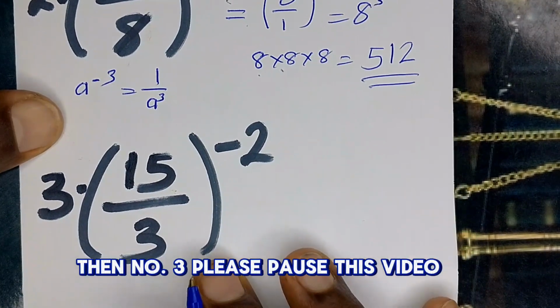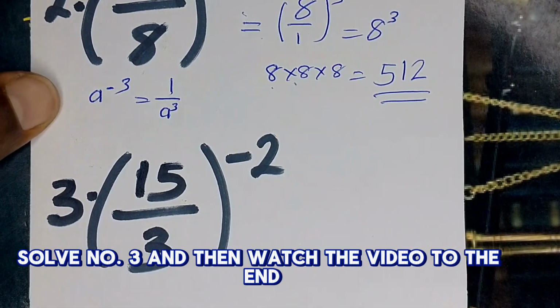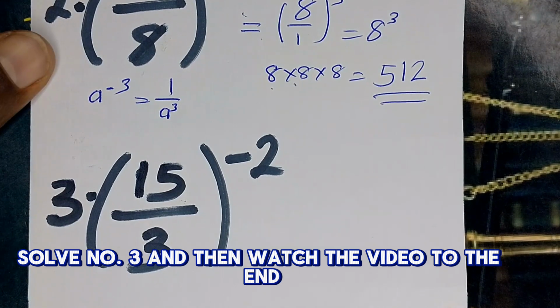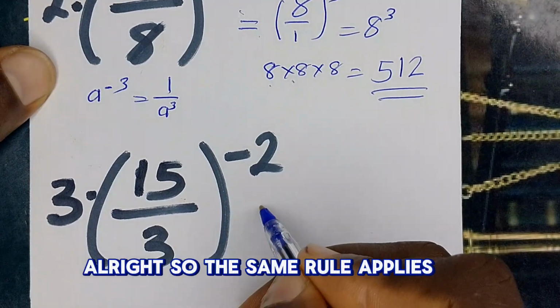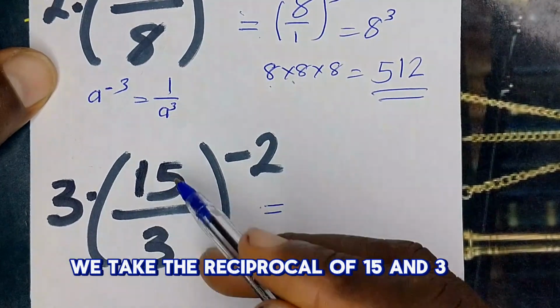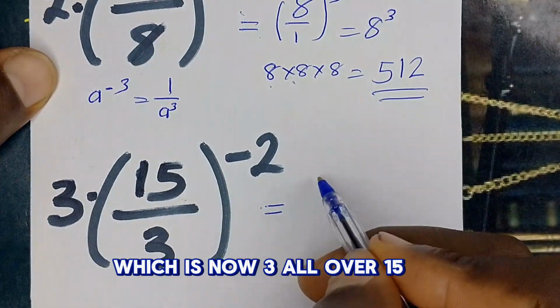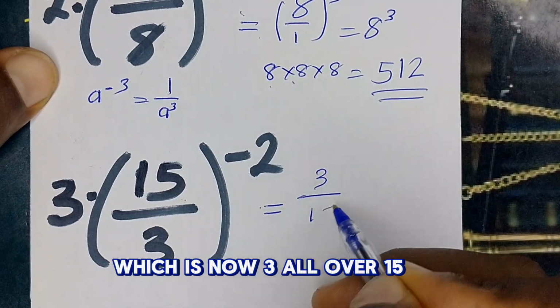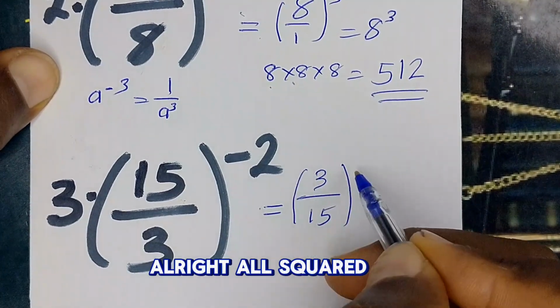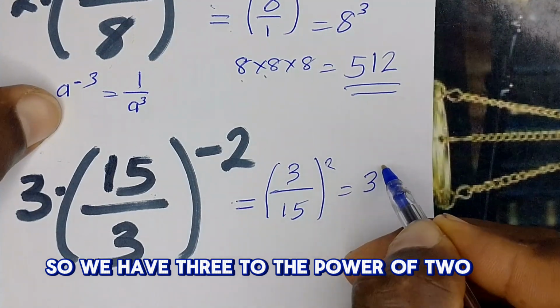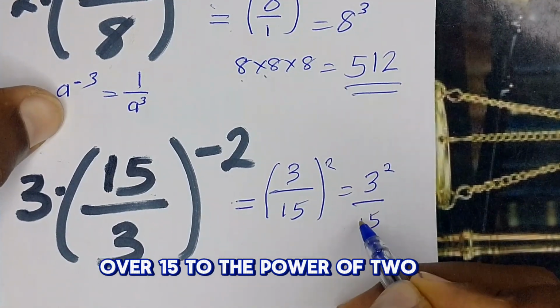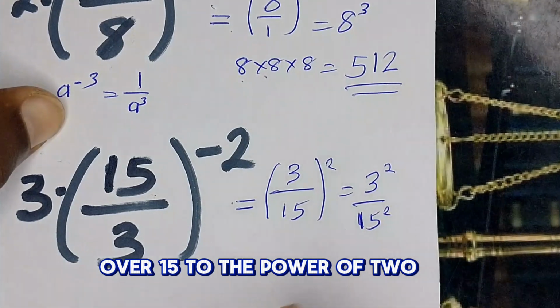Then number 3, please pause this video, solve number 3, and then watch the video to the end to check if you are correct. All right, so the same rule applies. We take the reciprocal of 15 over 3, which is now 3 all over 15, all squared. So we have 3 to the power of 2 over 15 to the power of 2.